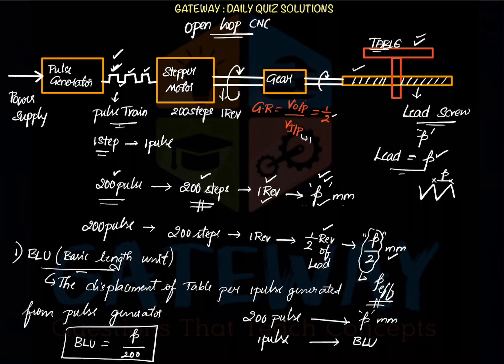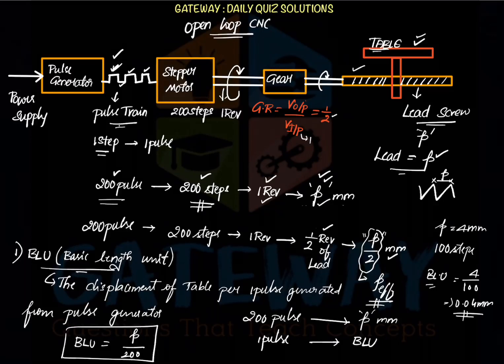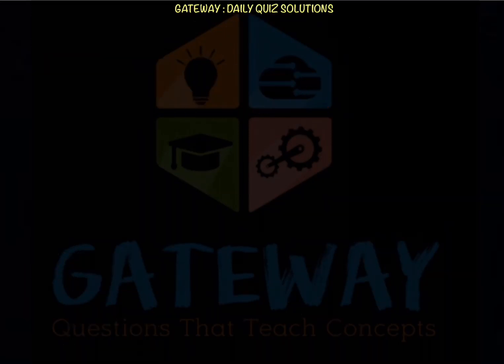Suppose in our 1 mark question, the pitch was given as 4 mm and it is said that we are using a stepper motor having 100 steps, and they ask to calculate BLU. Then simply you can say BLU is equal to P, 4 mm, upon 100, that is 0.04 mm. So 0.04 mm will be the basic length unit here. This is all the basics required for this question. We'll just go into the question. It was already getting late.